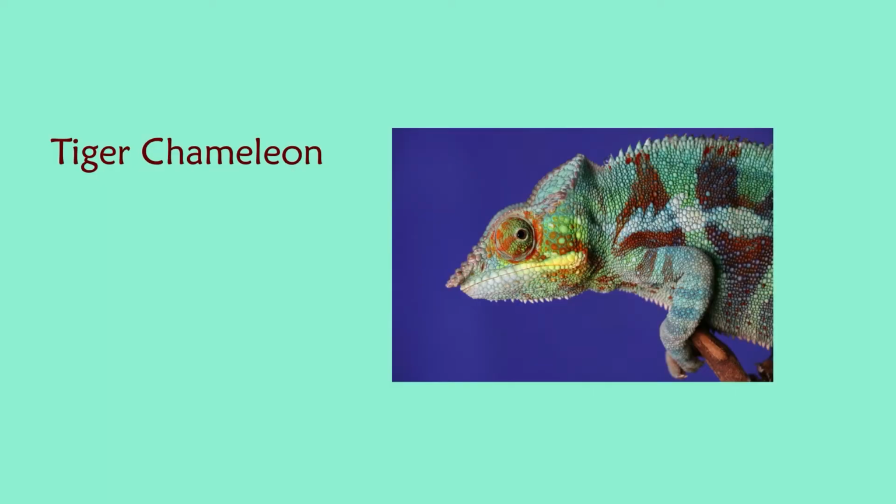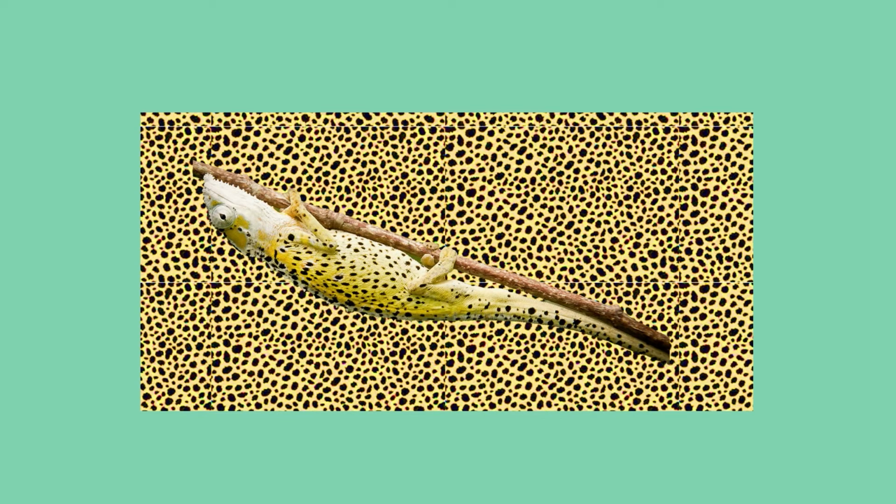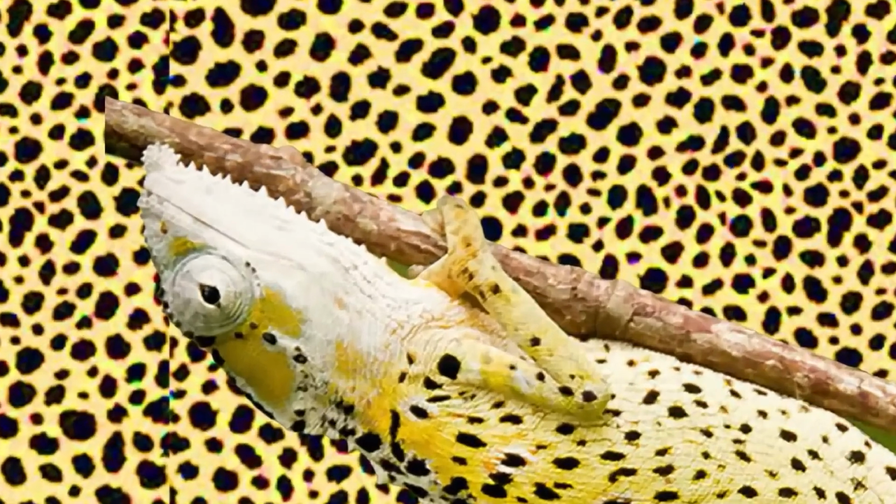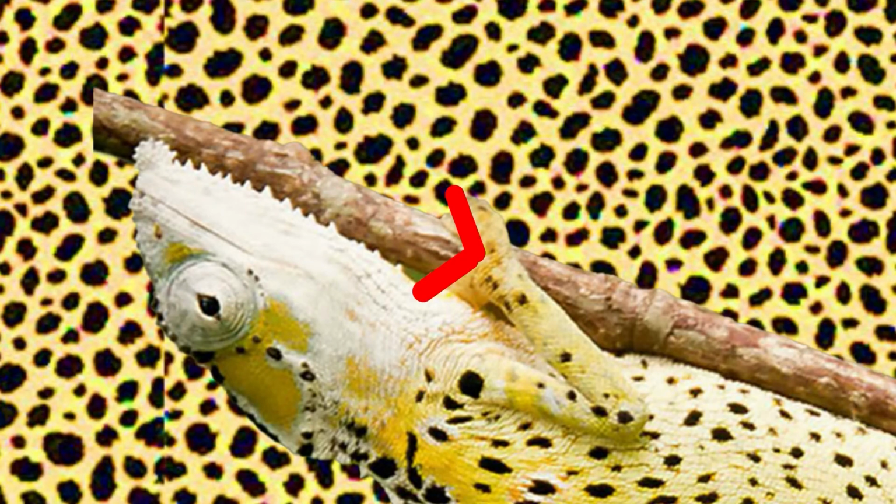Tiger chameleon. How did the tiger chameleon adapt to the conditions of the tropical environment? A tiger chameleon can suddenly change the color of its skin to resemble the colors of its surroundings. This helps it hide from its enemies, so it does not fall easy prey to predators. The feet of a tiger chameleon are similar to the letter V, and this helps it catch and attach to tree branches.